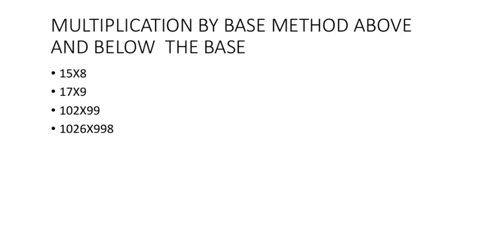So here I have come up with a faster way of multiplication by the same base method. Here one of the numbers is above the base and the other number is below the base. In this way we have devised the product values here. Let me move over to the first product, that is 15 and 8. Here let me take the base as 10. 15 is 5 more than the base 10, and 8 is 2 less than the base.